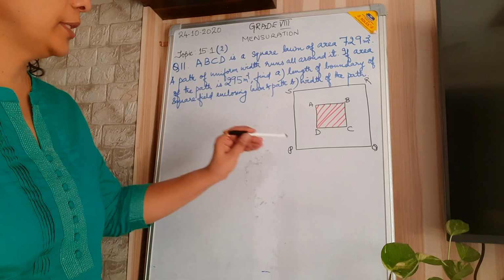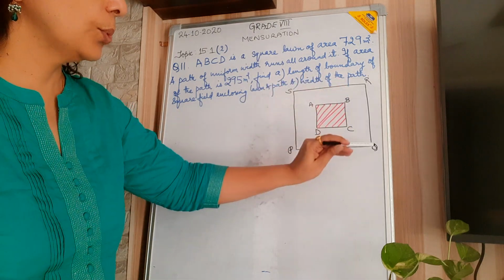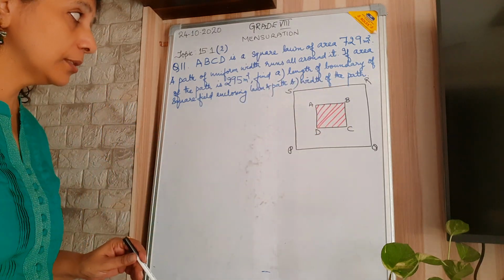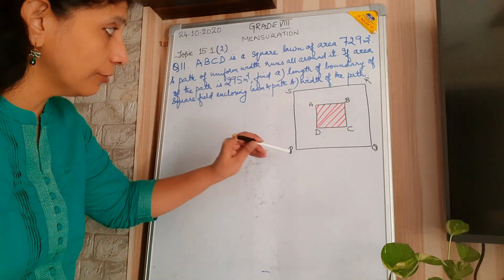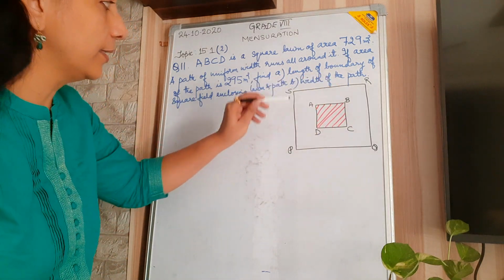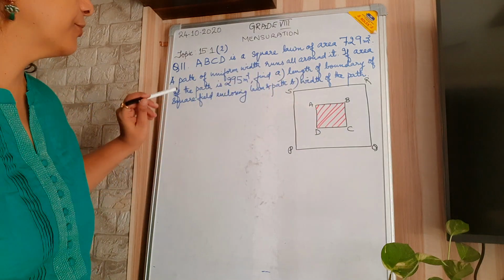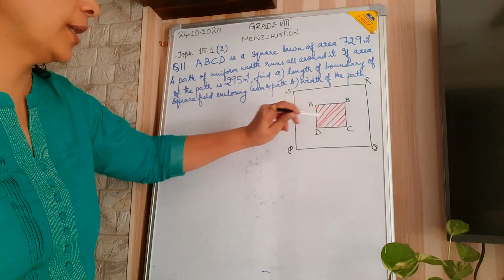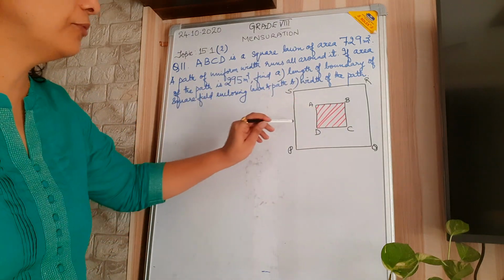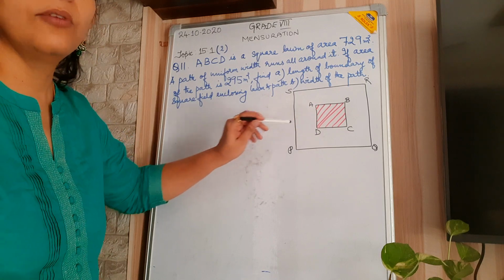The length of the boundary means the whole boundary. So it is the length of the boundary. That means you have to find the perimeter of PQRS, the square field enclosing the lawn and the path, and also the width of the path, how wide the path is.